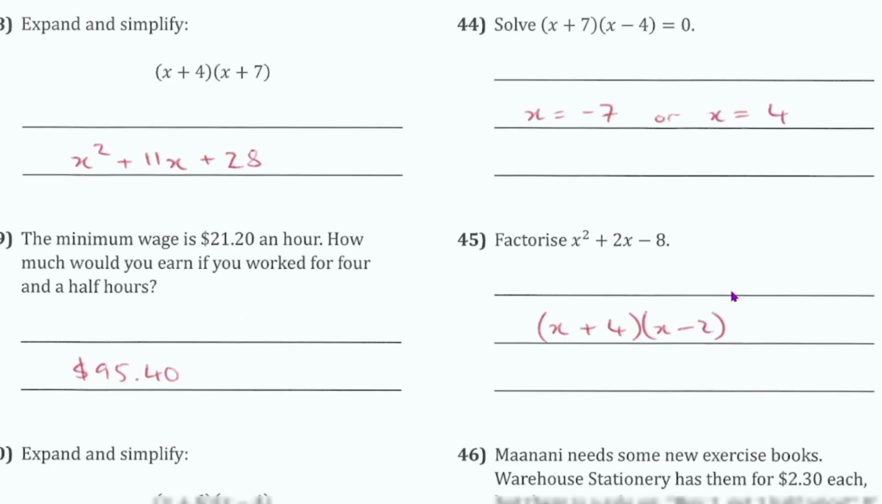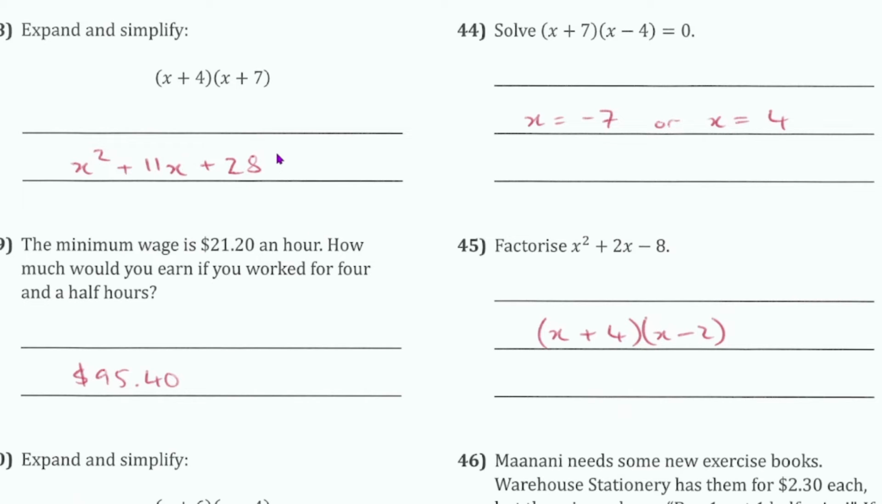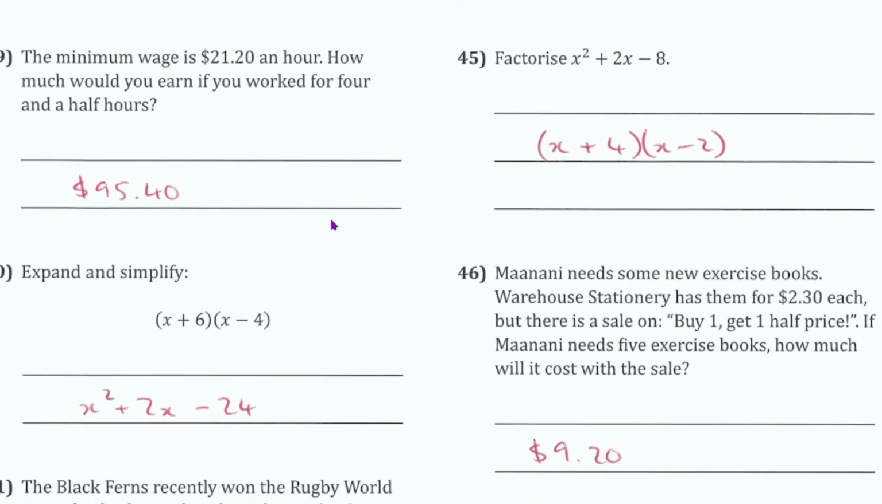Awesome. Okay, on to the next question here. Halfway through, or getting close to halfway through. Here we're doing FOIL to expand our brackets. So first is x times x, that's x squared. Outside, x times 7, that's 7x. Inside, 4 times x, so you've got 4x and 7x, which makes 11x. And then 4 times 7, which is 28. So x squared plus 11x plus 28.